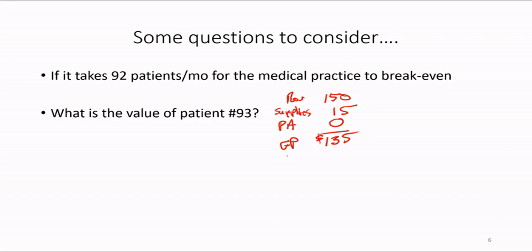Now from that, we have to subtract overhead. But again, since patient number 93 is beyond our break-even point, all that overhead has been paid for. And so overhead contribution to patient number 93 is $0. And so the net income we generate from patient number 93 is $135.